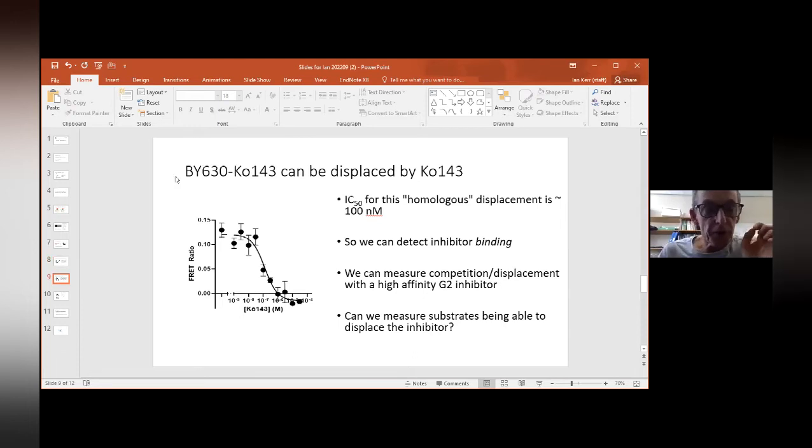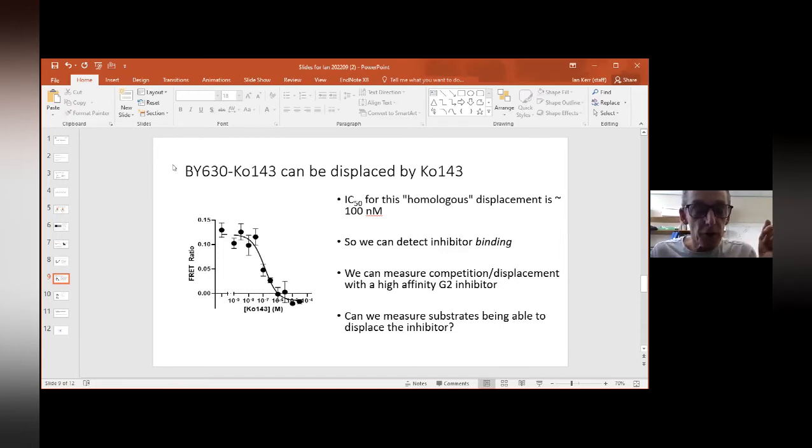What we've also done is we've shown that this fluorescent inhibitor does get displaced, so it doesn't just bind to G2 and sit there. It can be displaced in a sort of homologous fashion by KO143. So this is now the FRET ratio plotted against the concentration of the displacing ligand, and you can see that KO143 can displace its fluorescent counterpart with an IC50, again in a sensible range for this inhibitor, about 100 nanomolar.